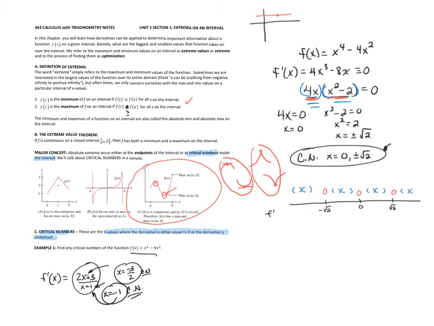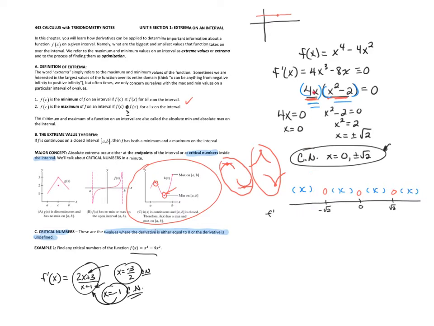Now, what I'm going to do is test a value that's smaller than negative root 2. Now, you might not know exactly what negative root 2 is, but you can test any value that's smaller than that. So negative root 2 is about negative 1.4. So you could test negative 2, negative 3, negative 4. So why don't we just test like negative 3.